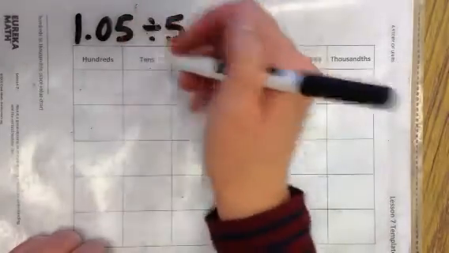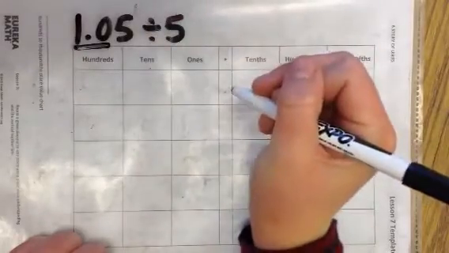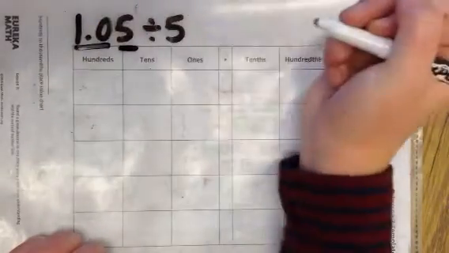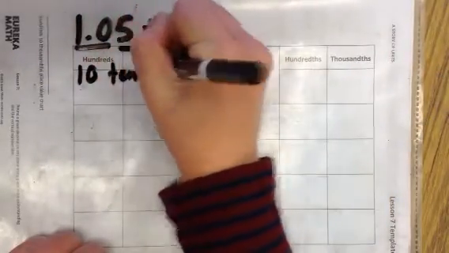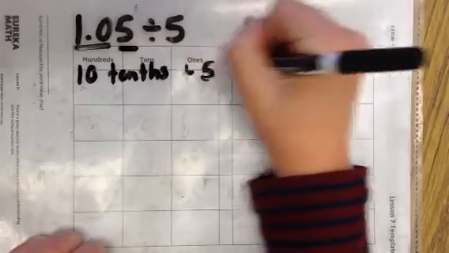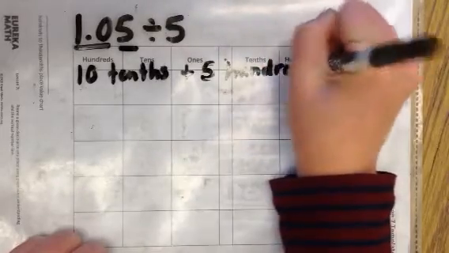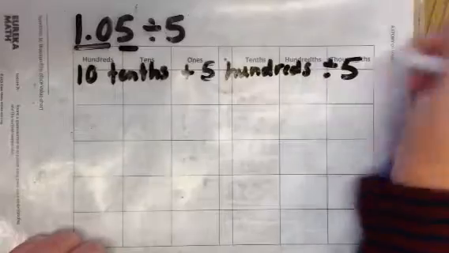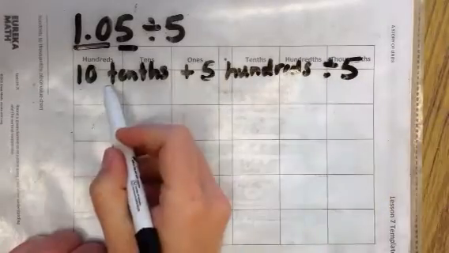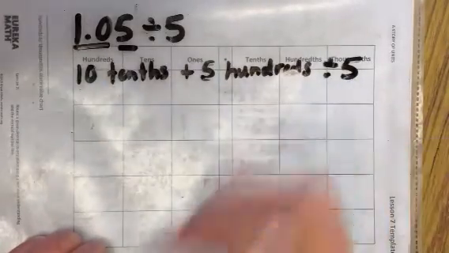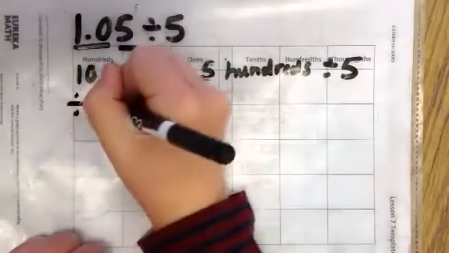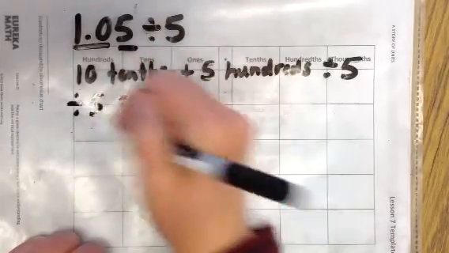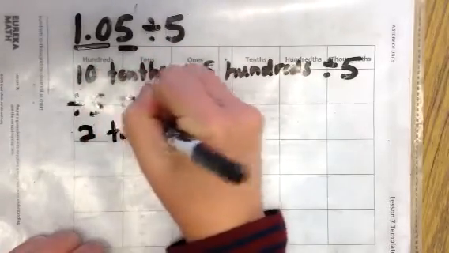So I'm going to separate this and say that this is 10/10 and 5/100. So 10/10 plus 5/100 divided by 5. Now I can divide 10/10 by 5, and I can divide 5/100 by 5. So if I divide 10/10 by 5, that's a math fact I know. I know that I'll just have 2/10 left.